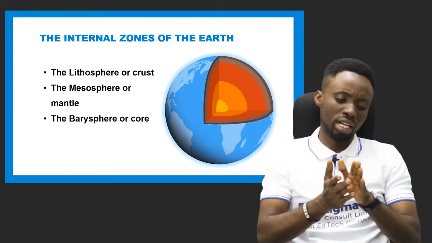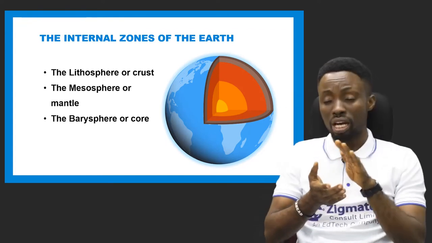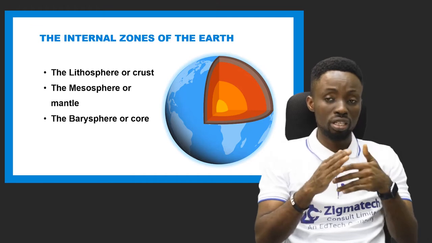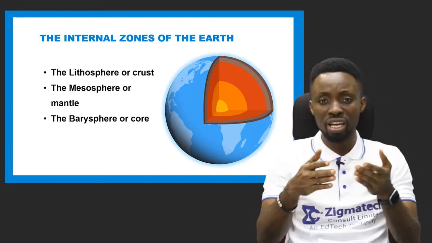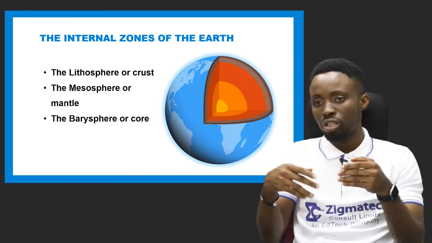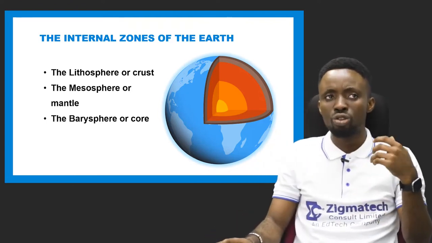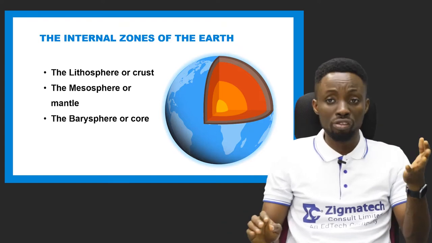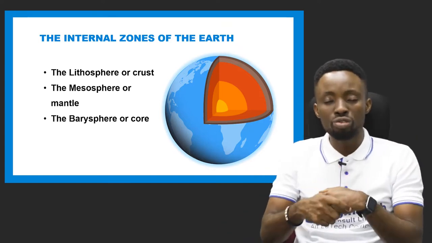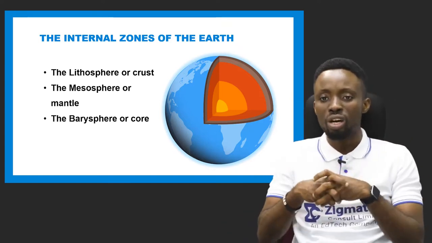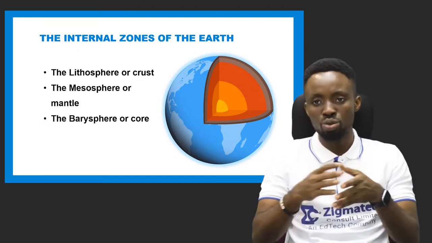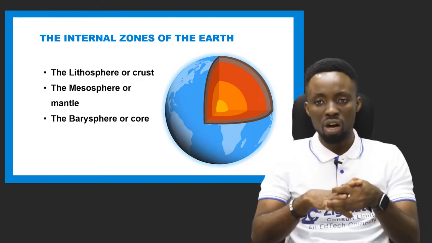Then considering this, we have the internal zones of the earth. As we've looked at the external, which is the atmosphere, the lithosphere, the hydrosphere, and the biosphere, then we also have the internal, the ones that are inside. And the internal layer of the earth is actually made up of three, which is the lower lithosphere, or you can call it the earth crust. Then we have the mesosphere or the mantle. Then we have the bathysphere or the core.